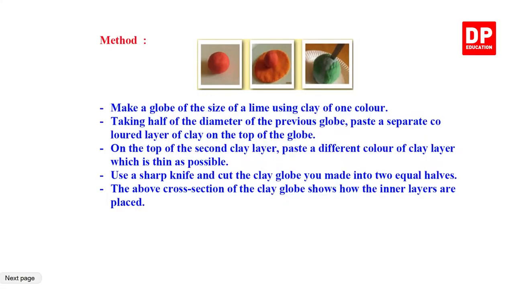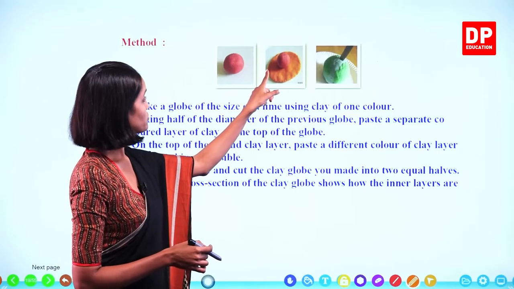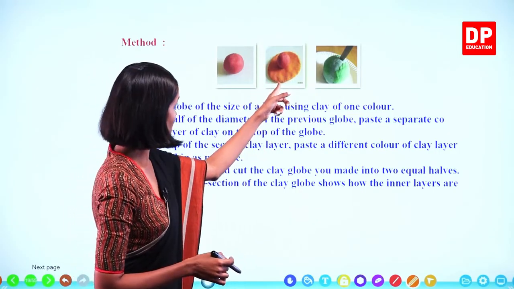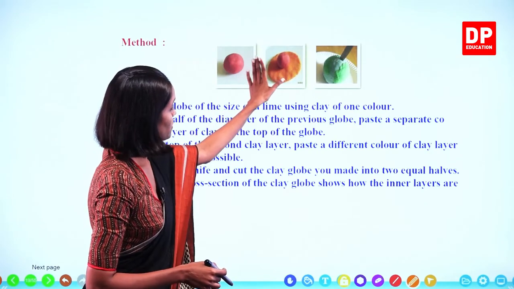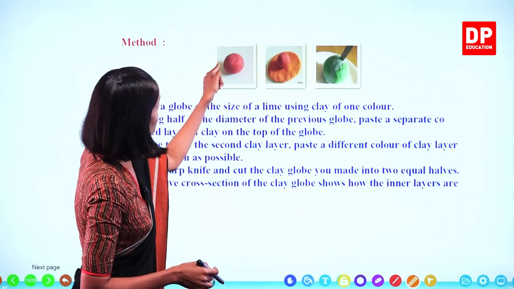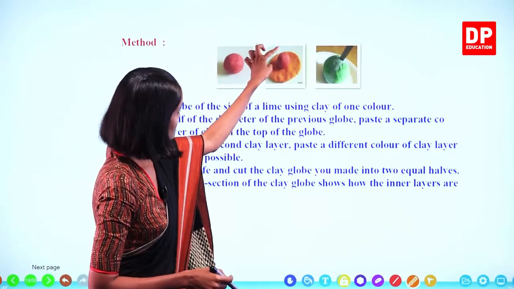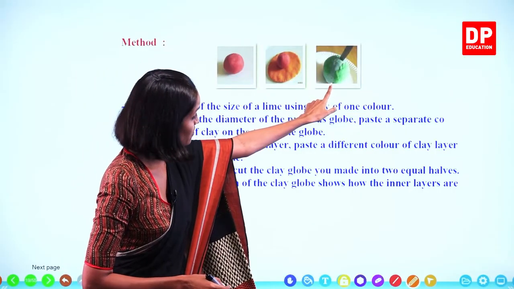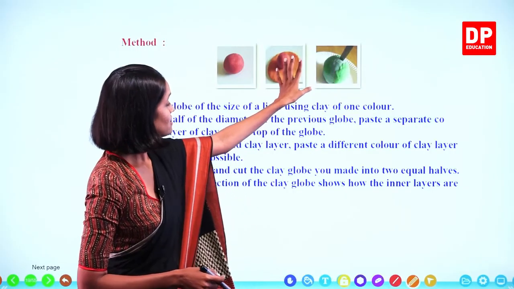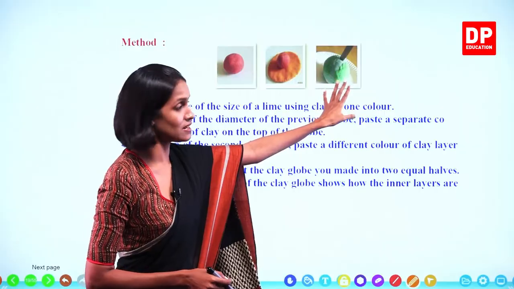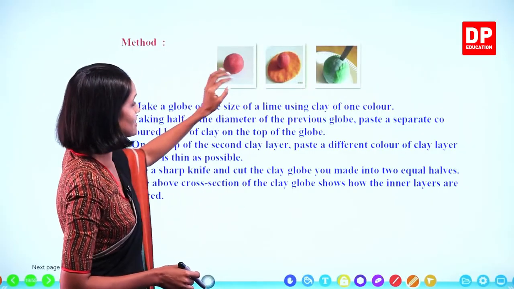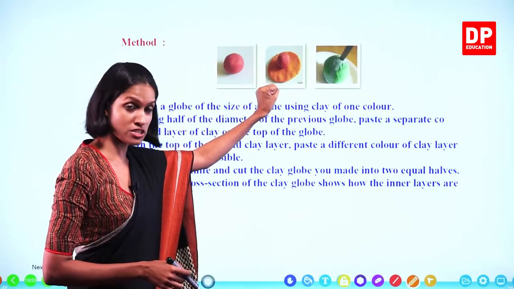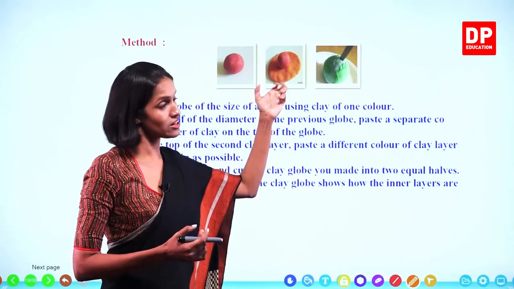Another very easy activity. So how to do this activity? Look at these steps. You all can see a small globe is made with this red color clay. And then you have to take another different color piece of clay and wrap it. You have to make a sheet like this and wrap the first clay ball, the red one, with this second layer. Then you have to take another different color. Now here they have taken green color. You have to make a very, very thin layer and wrap the two pieces of clay which are inside using this. Very easy, right?